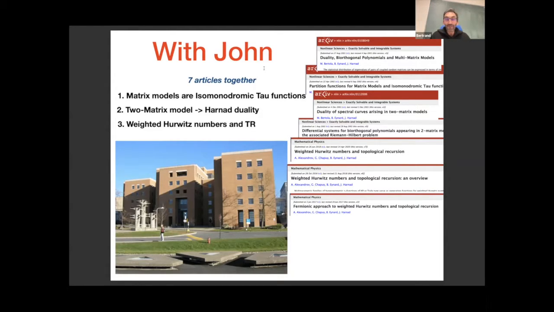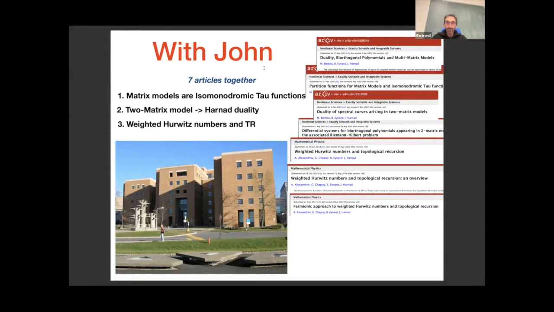With John, we wrote 7 papers together. The first few were about proving that matrix integrals are actually isomonodromic tau functions in the sense of Miwa-Jimbo. And these were very good papers. Then in the second part, we reproved this duality in the two matrix model, and it was a very good series of papers as well. Then I interacted again with John more recently about Hurwitz numbers, weighted Hurwitz numbers, and we had another great series of papers. I hope I didn't forget any.